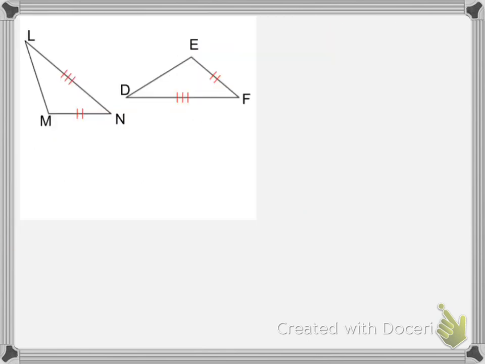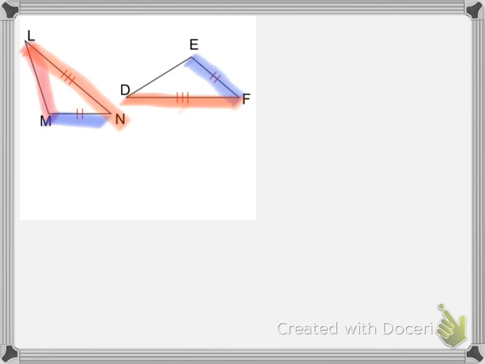Second example, I have triangle LMN and DEF here. So let's start looking at our sides. I don't have any mark along this side, which means I can't conclude that it's congruent to any of the other sides on the other triangle. I can say that MN is congruent to EF, and that LN is congruent to DF because they have 3 tick marks and 3 tick marks.